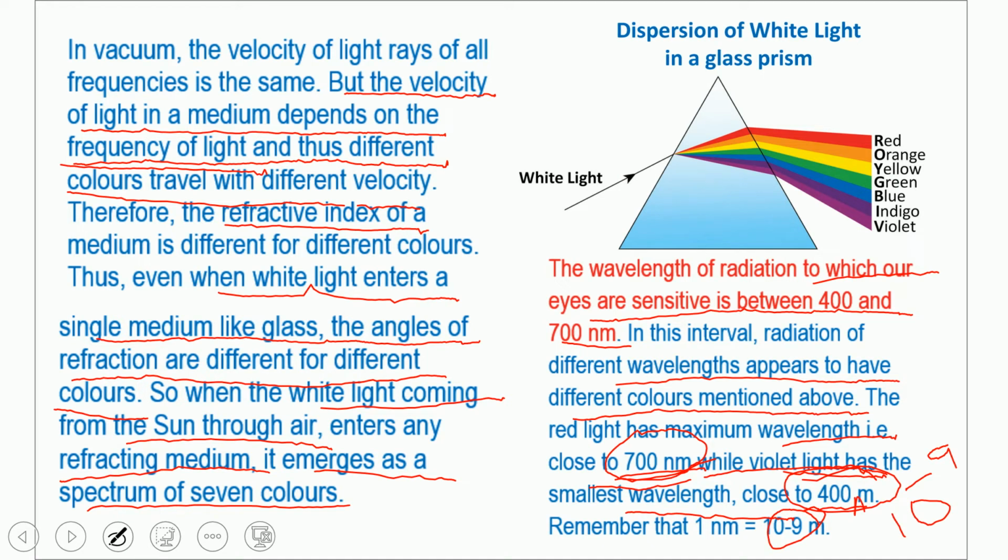So we can see that in vacuum, all the colors pass with the same velocity, so we cannot see them as different colors.